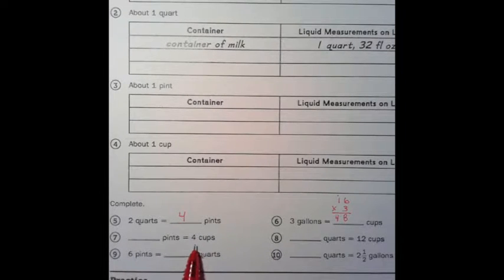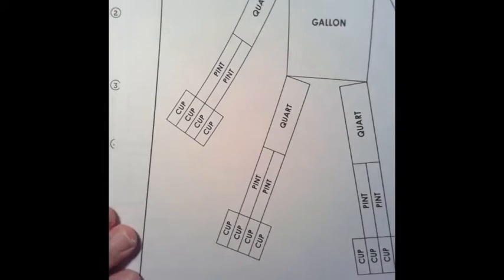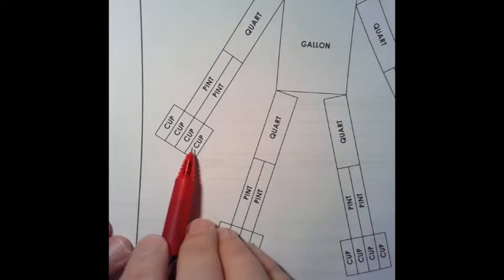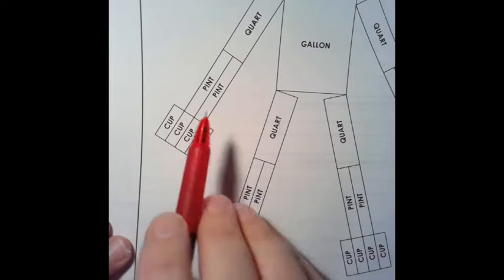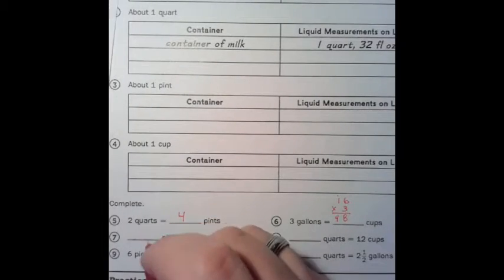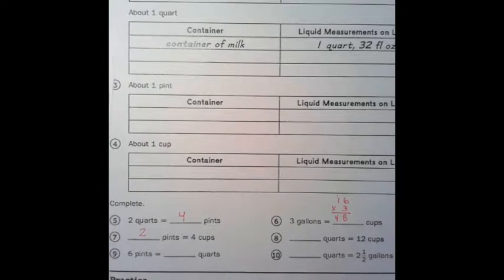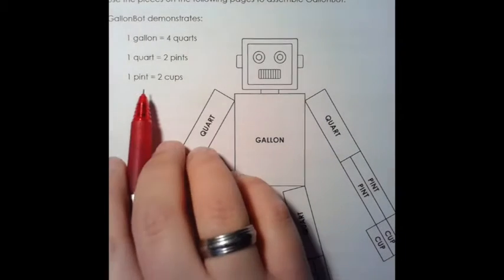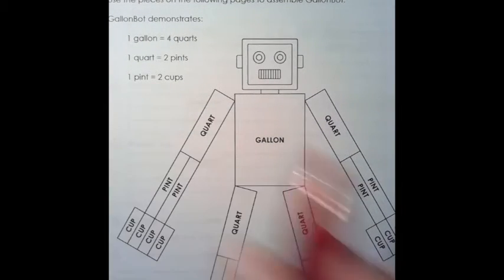Now, they're asking us how many pints are in 4 cups. So if I look back at our Gallon Bot, you'll see that 4 cups here is the same as 2 pints. So we know that it's going to be 2 pints, because in 1 pint there are 2 cups, so if we just double that, then it would be 4.